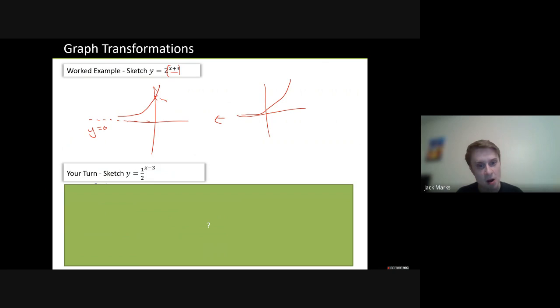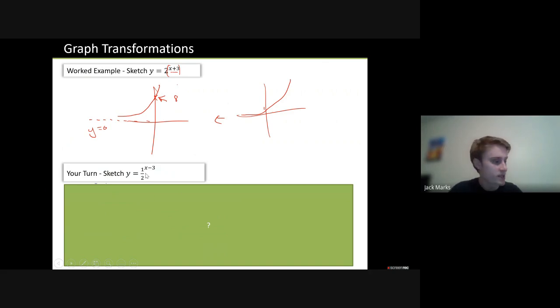But the main thing to mark would be this point here. So put x equals 0 in and see what you get. Well, if you put x equals 0 in, 0 plus 3 is 3, to the power 3 is 8. So whereas before it went through at 1, it will go through now at 8.